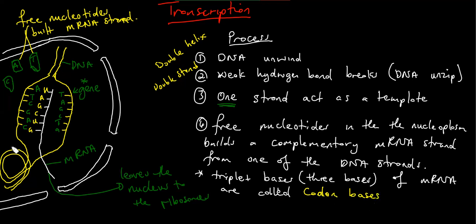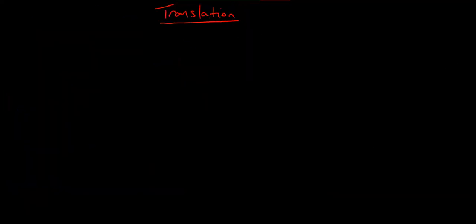Now what happens to your messenger RNA? It leaves the nucleus to the ribosome. So this becomes your fifth step, where your messenger RNA leaves the nucleus to the ribosomes. So that's the whole process of transcription. Then we can move on to translation now.